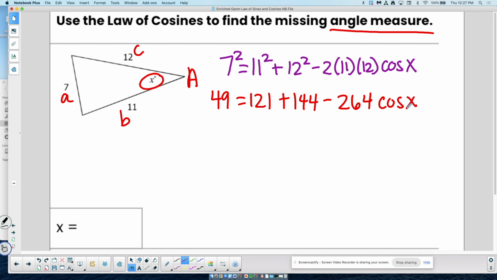Now this one's a bit different compared to finding a side. We can't just type this into our calculator, even if we wanted to. There's different steps we have to take. We can't simplify 49 at the moment, so we're going to leave it. But we can simplify this. What's 121 plus 144? That's 265 minus 264 cosine of x.